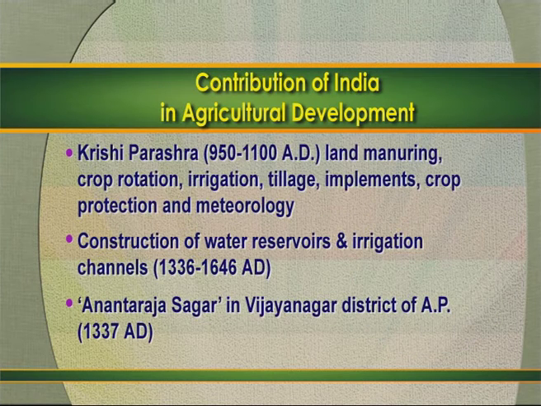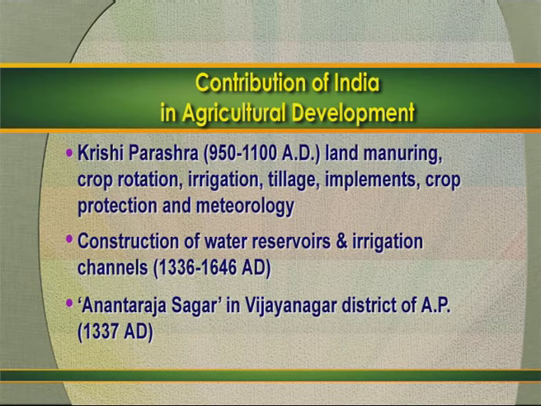A book, Krishi Parashara, was written during 950 to 1100, and land manuring, crop rotation, irrigation, tillage, implements, crop protection and methodology were discussed in this book. Several water reservoirs and irrigation channels were constructed during the period 1336 to 1646.